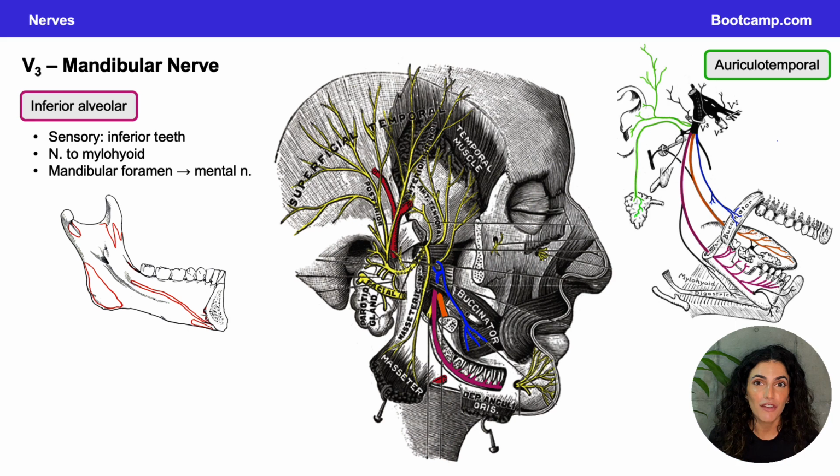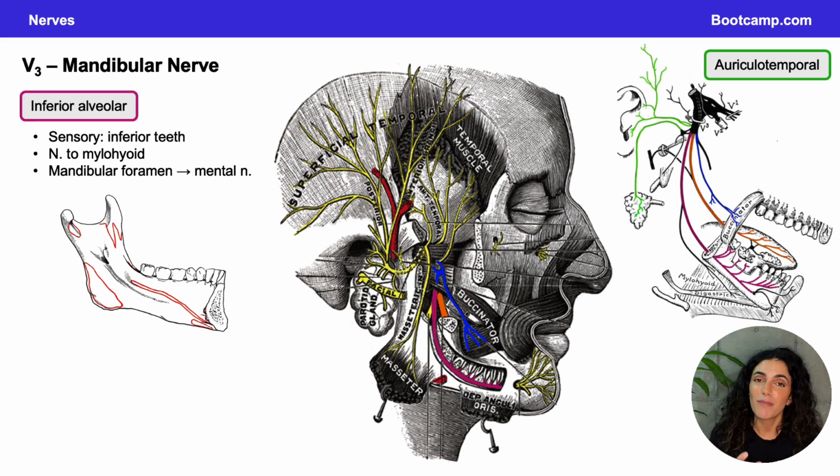But before the inferior alveolar nerve travels through the mandibular foramen and the mandibular canal, it's going to give off a small branch here called the nerve to mylohyoid. And the nerve to mylohyoid is a motor branch that will supply motor innervation to the mylohyoid muscle as well as the anterior belly of the digastric, which are two muscles that are found along these regions of the neck.